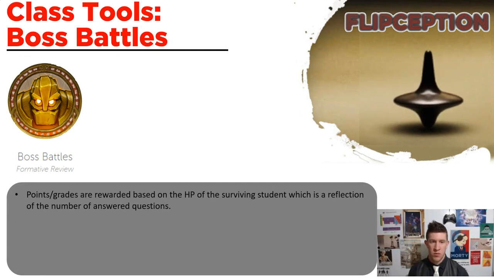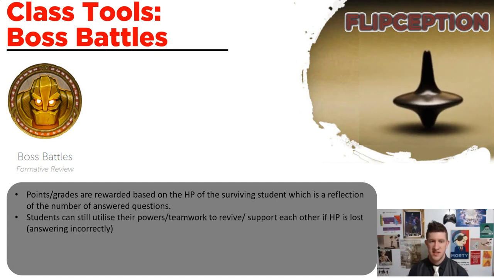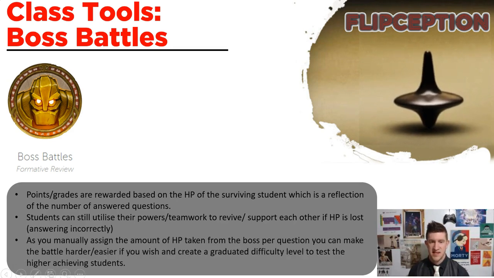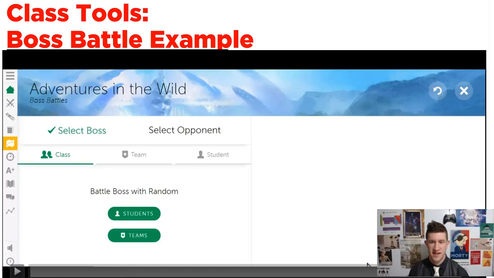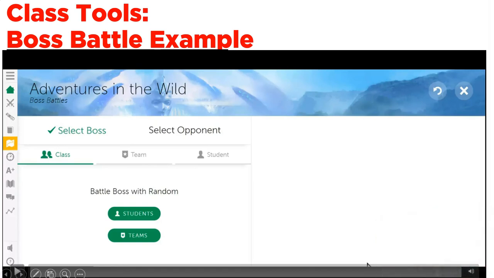Points or grades are rewarded based on the HP of the surviving student, which is a reflection of the number of answered questions. Students can still utilize their powers and use teamwork to revive and support each other within the boss battle if HP is lost, which is a consequence of answering something incorrectly. As you manually assign the amount of HP taken from the boss per question, you can make the battle harder or easier if you wish, and you can create a graduated difficulty level to test the higher achieving students. Here's an example of a boss battle.